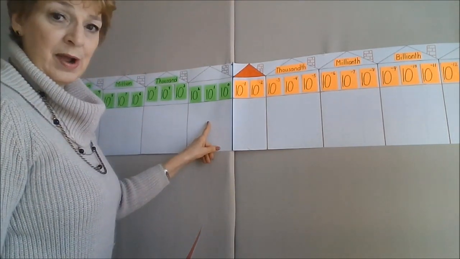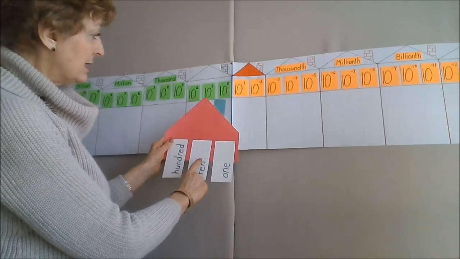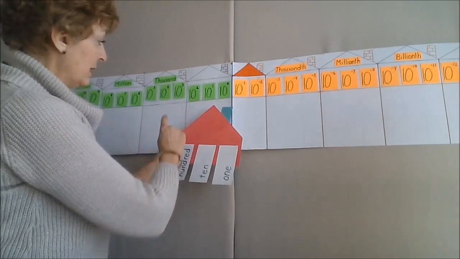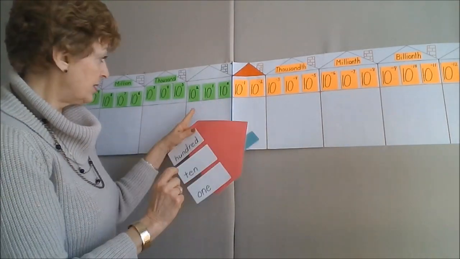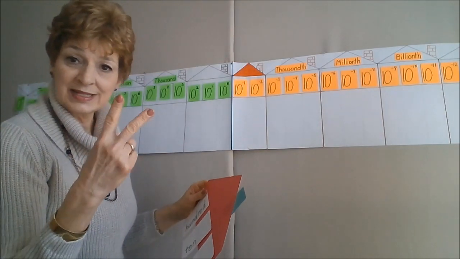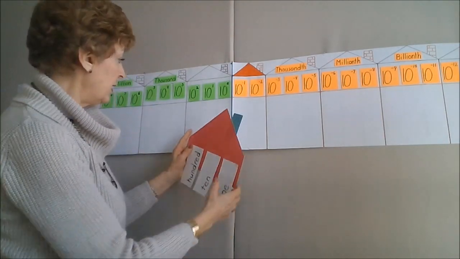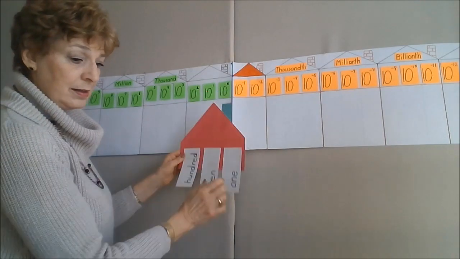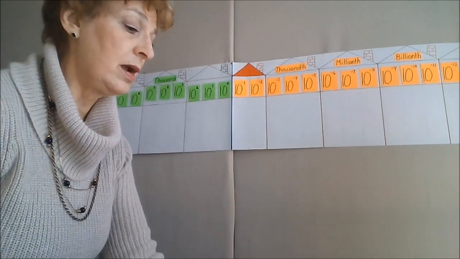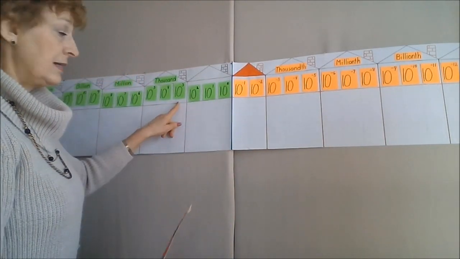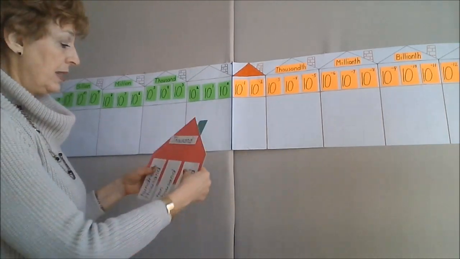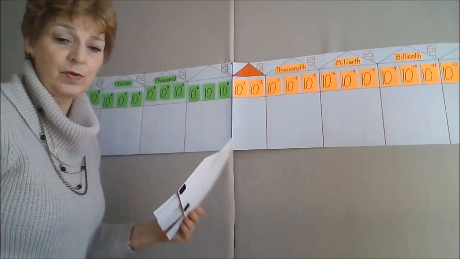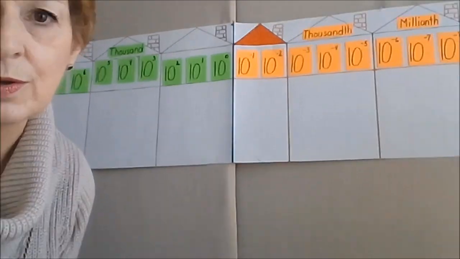10 to the first power signifies the tens column, and 10 times 10, or 10 to the second power, would be 100, and that would be in the hundreds column. And then, of course, it goes on from there. 10 times 10 times 10 would be the thousands column, and so forth. Let me zoom in on this so you can see this better.